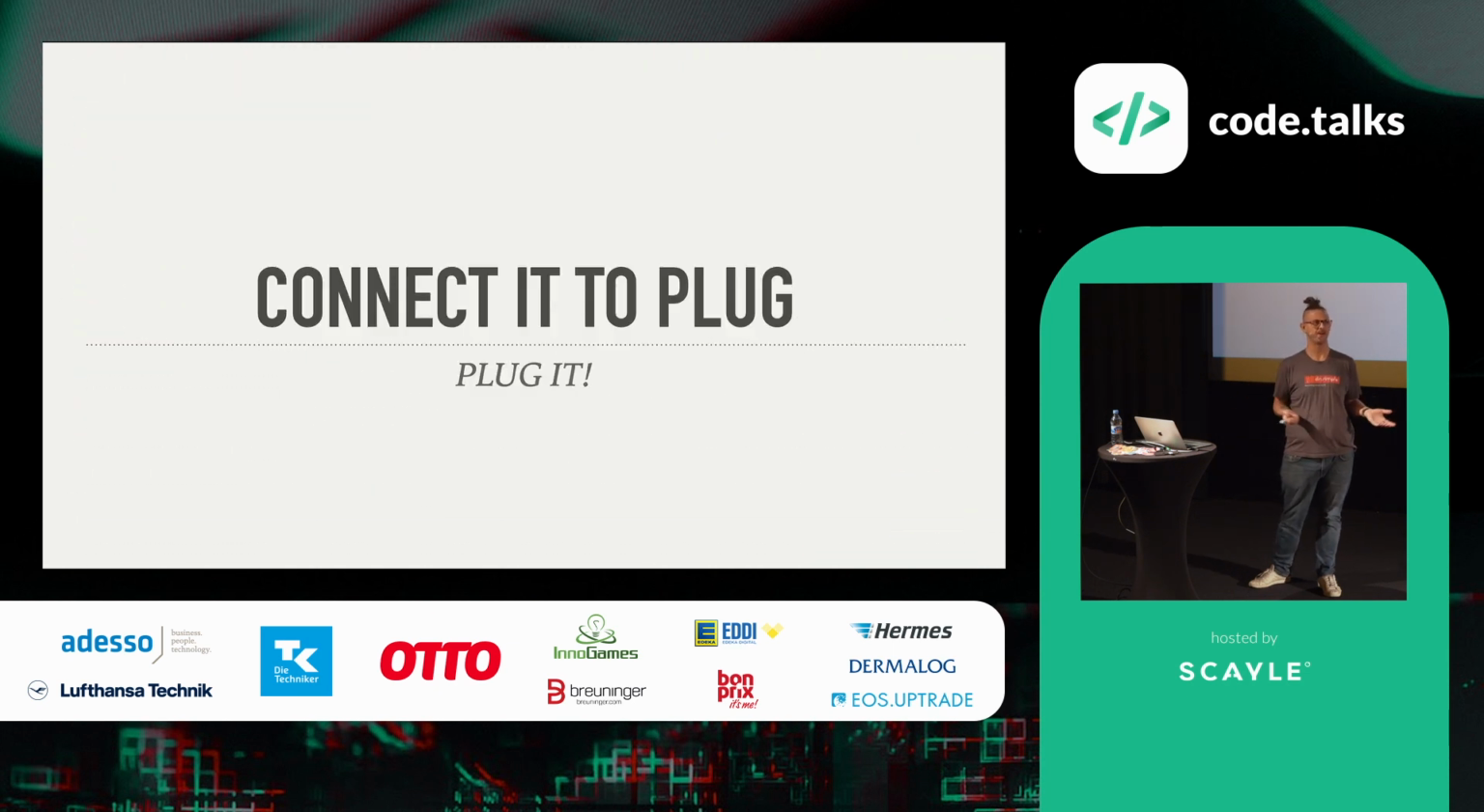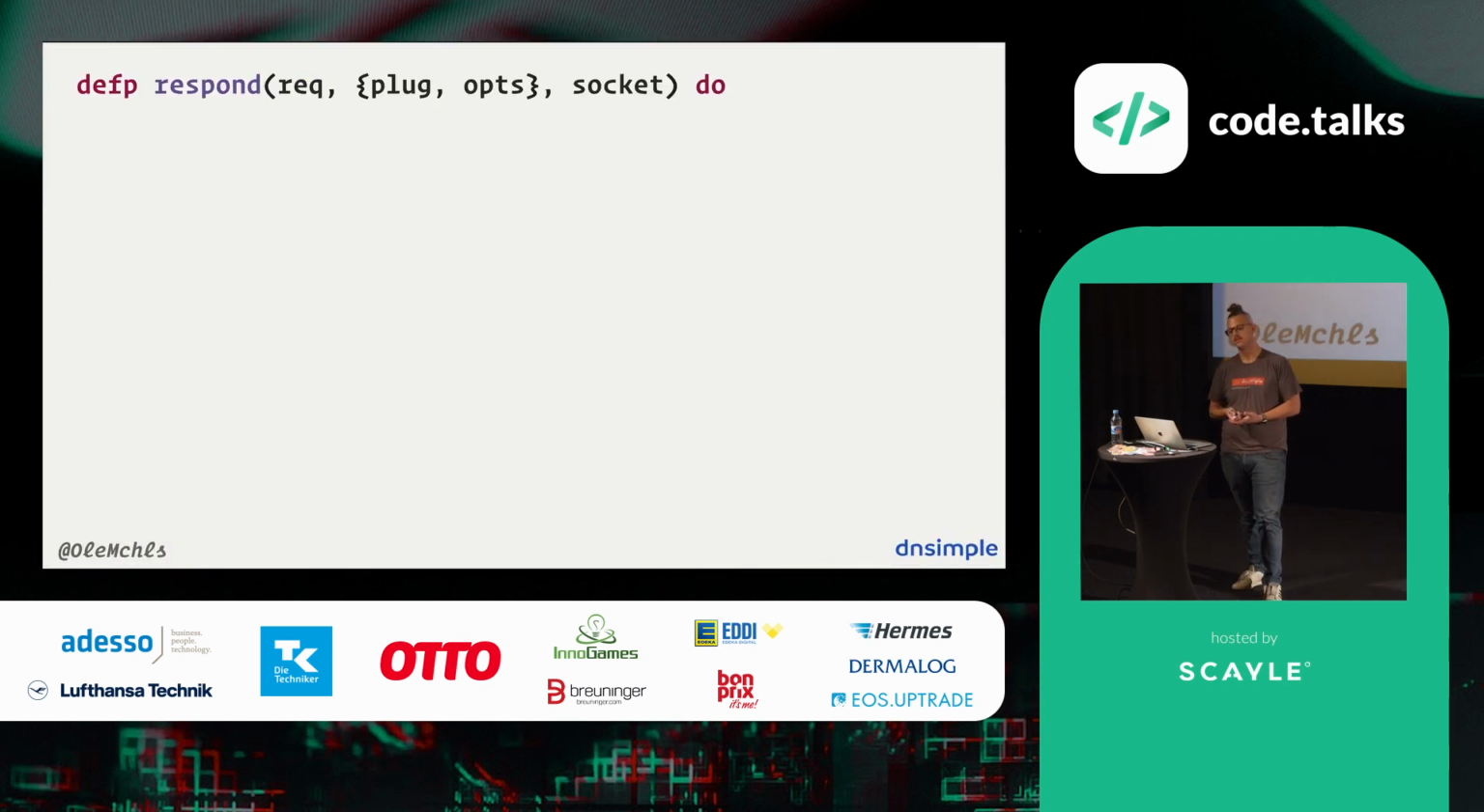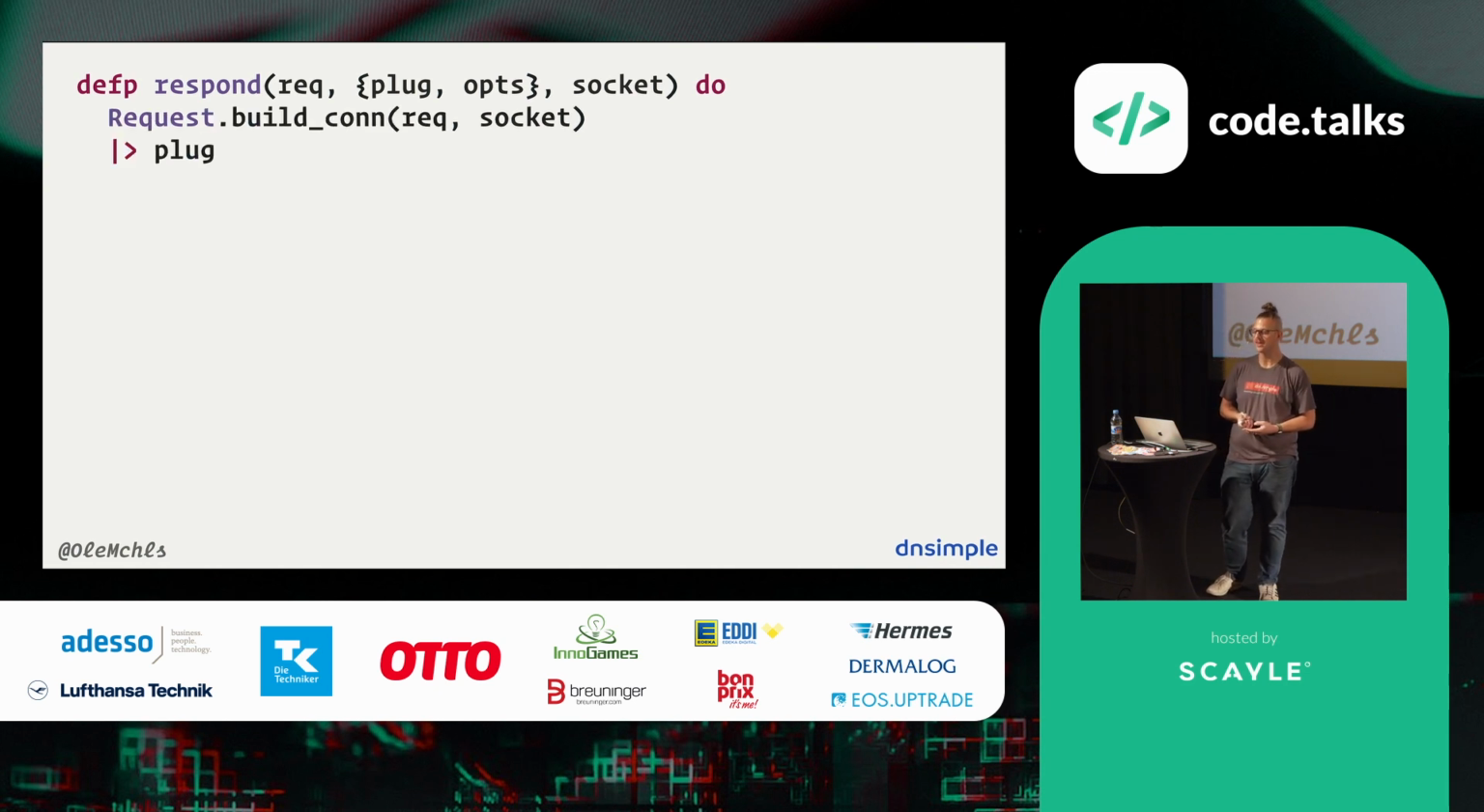And now we need to connect it to Plug, right? You saw the Plug at the beginning, and now we need to put it together. This is the delegate phase of building our web server. You saw the response function earlier, and there's a lot of cool stuff hidden in here. So let's have a look. We have those 3 arguments here. It's the request, then we receive the plug, which is a tuple, so we deconstruct the data structure in the header, and also receive the socket. And then on our request, that's the Stupefy request here, we build the connection.